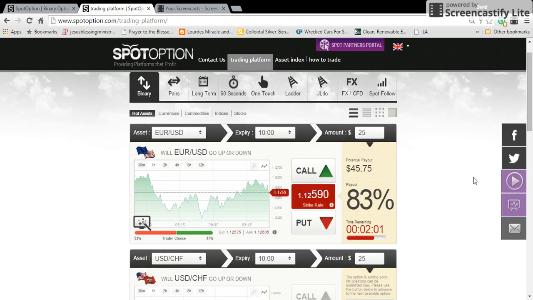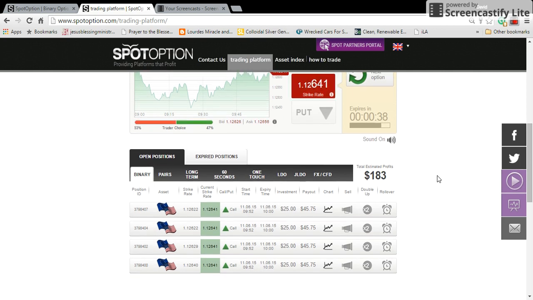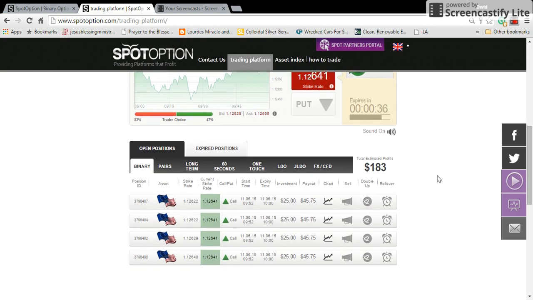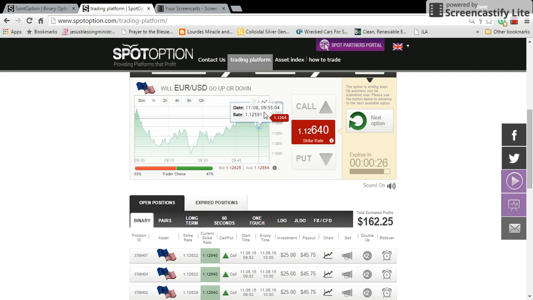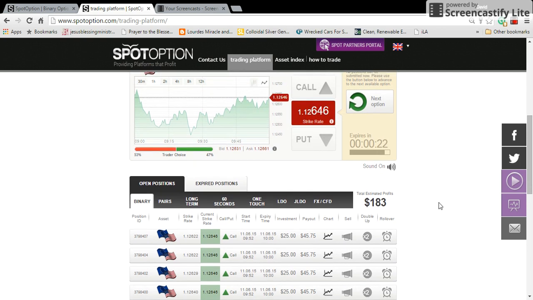I'm going to try and pause this video and then come right back to it in a few minutes, okay? Okay, I'm back now, and I only have about 30 seconds left before these options expire. All right, and you can see it jumping up and down. I've got the graph right here for the Euro USD, and it is actually starting to go back up.